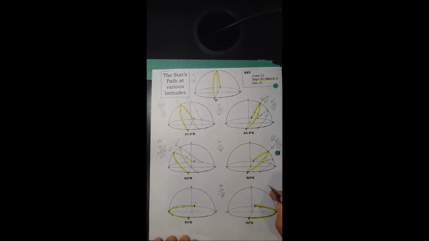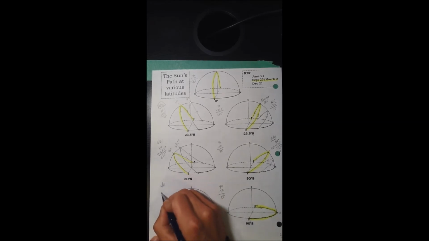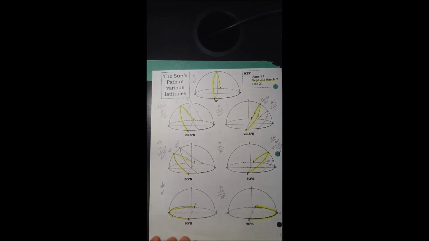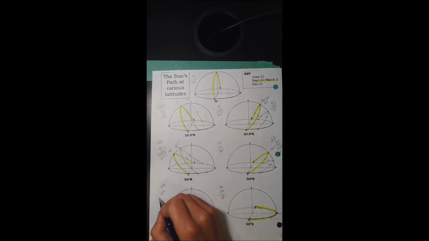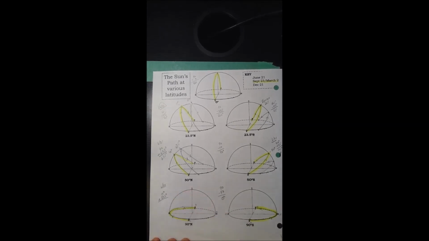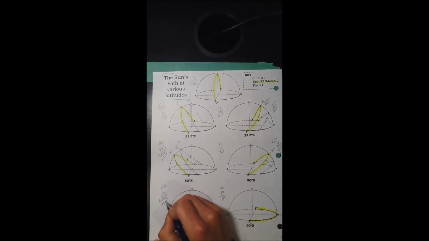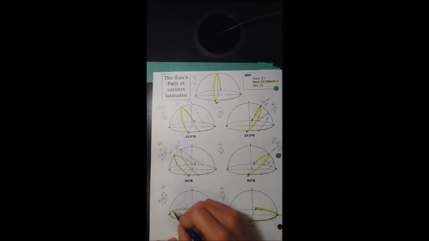Now, I'm taking the equinox. For 6/21, I've got 0 degrees for the equinox. I add 23.5 degrees, and what I get is 23.5 degrees above the horizon.